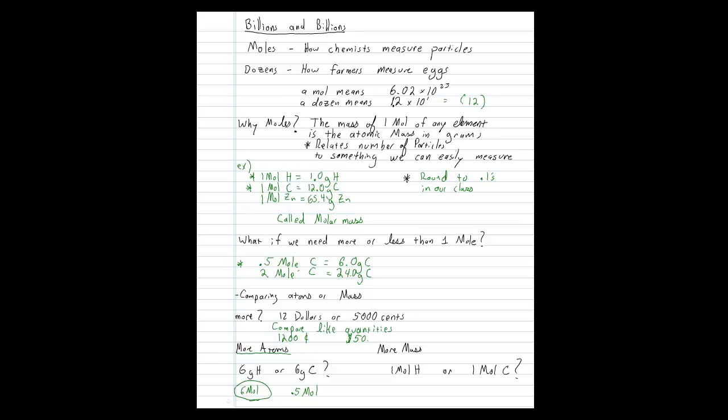Or we can figure out which one has more mass. Comparing 1 mole of hydrogen to 1 mole of carbon, we can look up the molar mass. We know 1 mole of hydrogen is 1.0 grams, and we know 1 mole of carbon is 12.0 grams. So we can easily see that 12 grams is more than 1 gram. So that would be the more mass, so you'd weigh out more. But actually it's the same number of particles because you have the same number of moles. Interestingly enough.